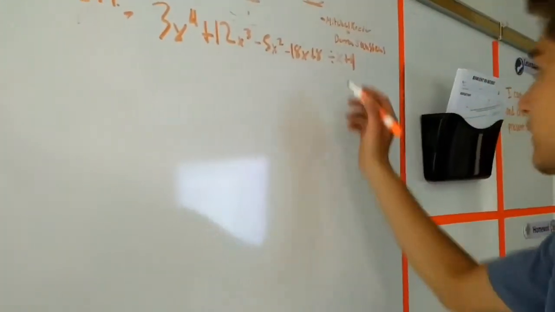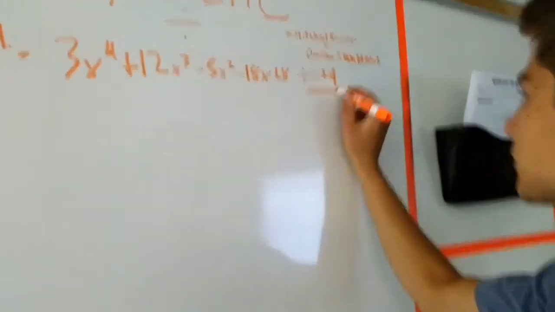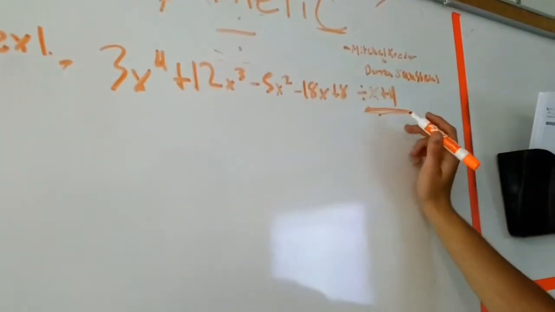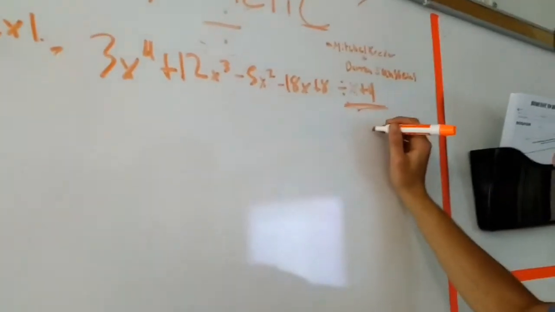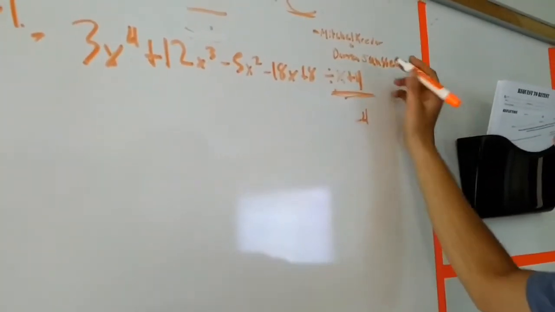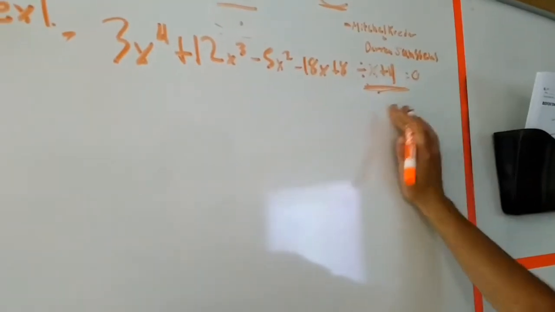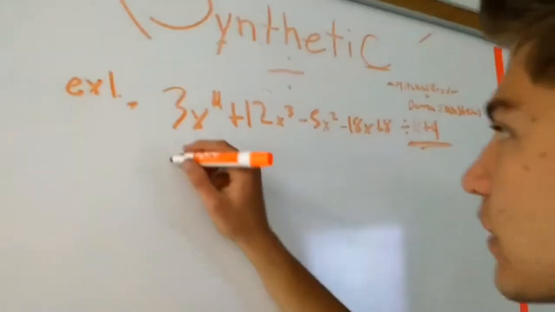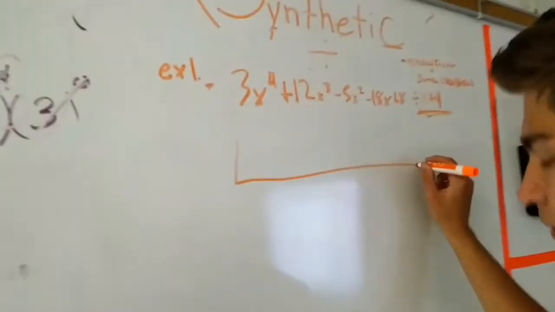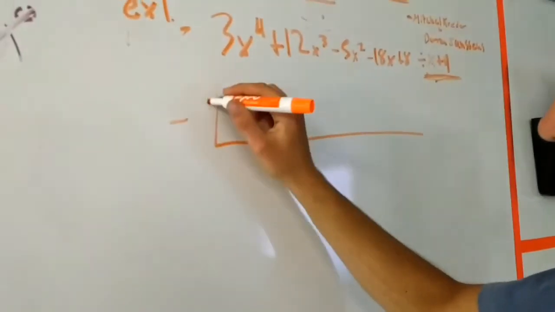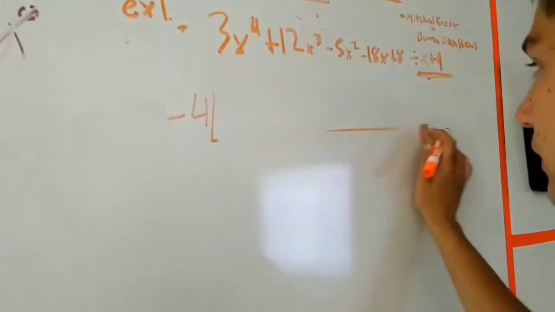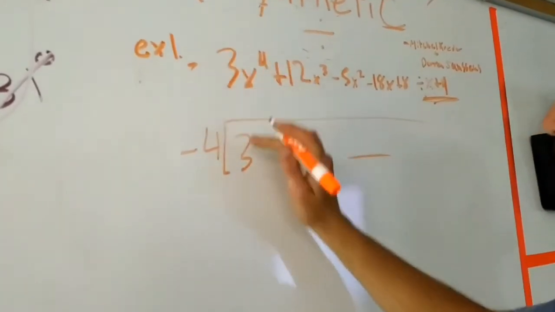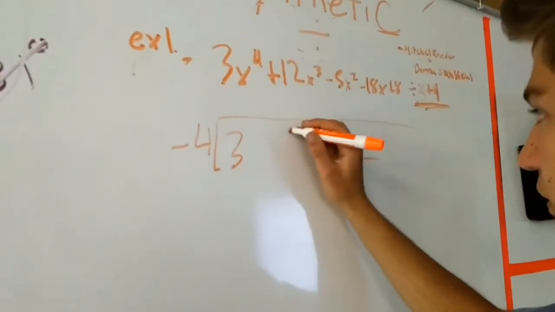Alright, so for this one, it starts a little bit differently. This x plus 4 here, you're going to do the opposite of what we did in the last video. You're going to make it into -4, and so you basically set this equal to 0 and go from there like we did in the previous video. So, -4. Do this, bring these down, just the coefficients.